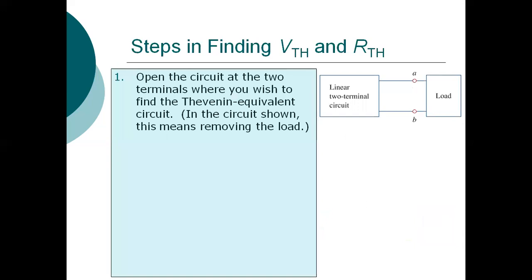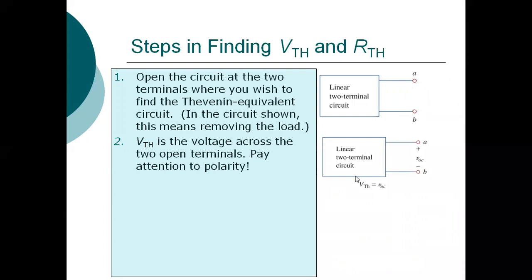Here are the steps for finding VTH and RTH. First, open the circuit at the two terminals A and B where you wish to connect a load or the Thevenin equivalent circuit. In the circuit shown, this means removing the load. So the load is removed from between the terminals A and B.